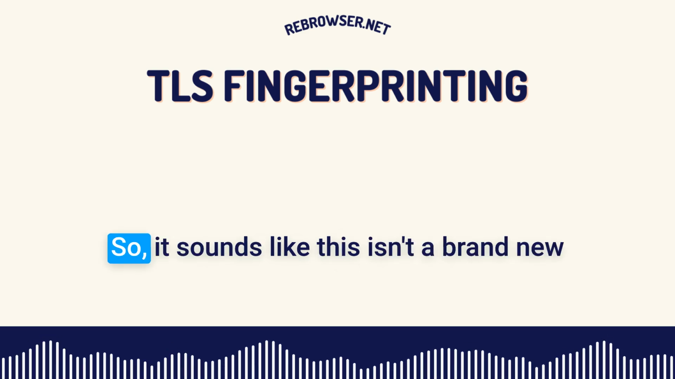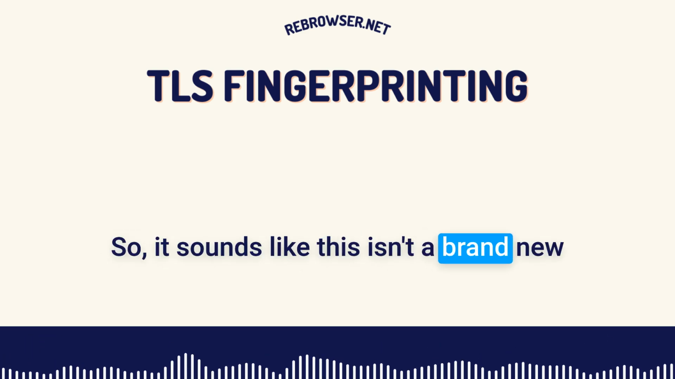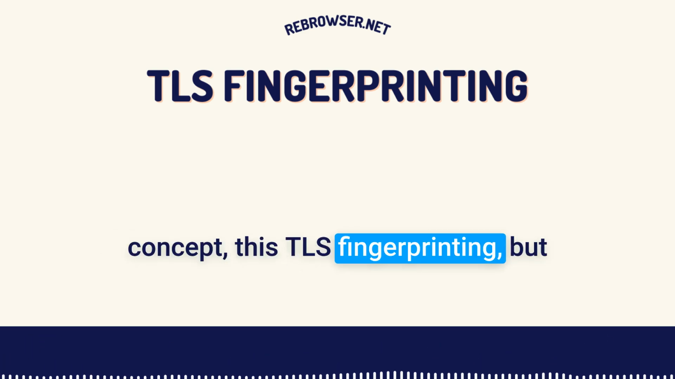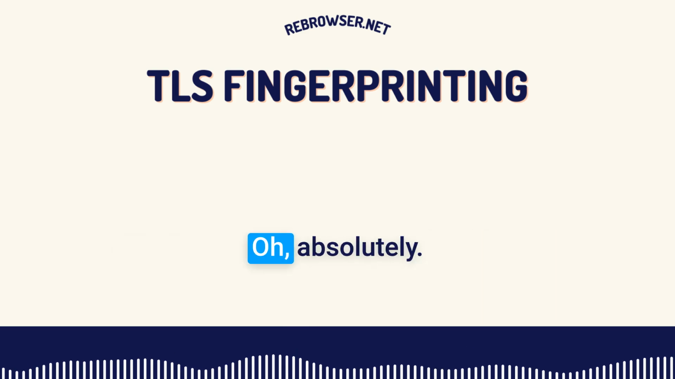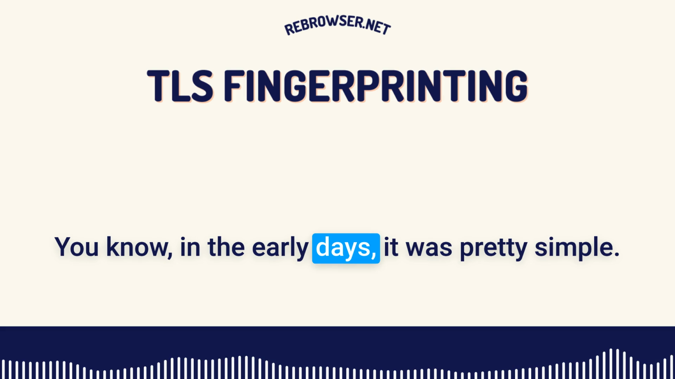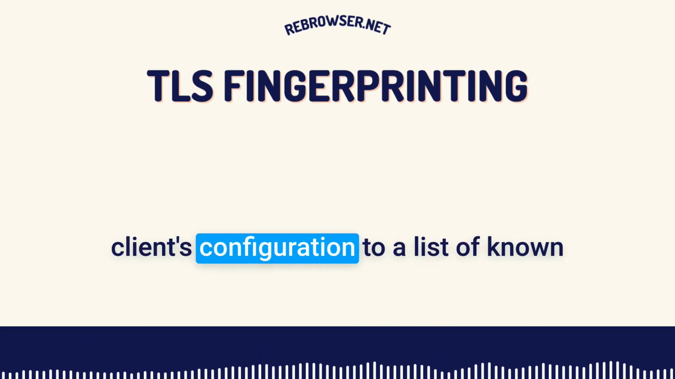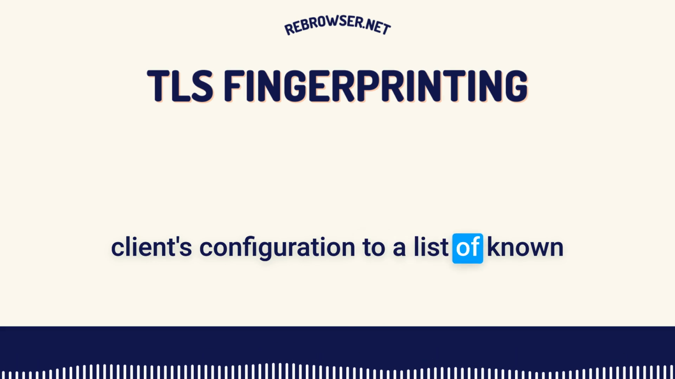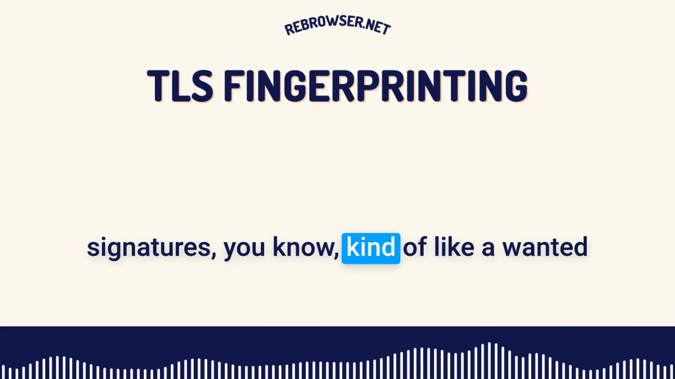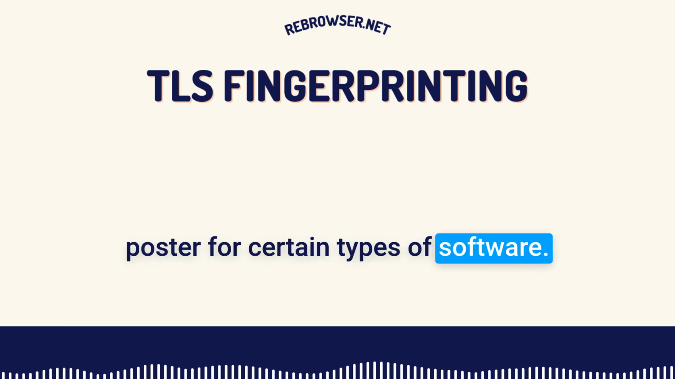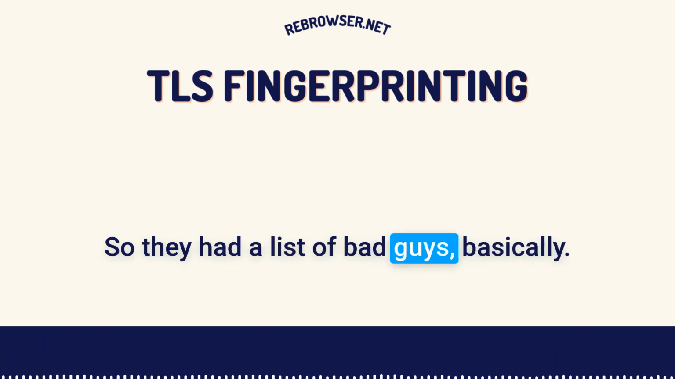Makes sense. So it sounds like this isn't a brand new concept, this TLS fingerprinting, but it's definitely come a long way, right? Oh, absolutely. In the early days, it was pretty simple. Basically, they were just comparing a client's configuration to a list of known signatures, kind of like a wanted poster for certain types of software. Oh, I see. So they had a list of bad guys, basically.